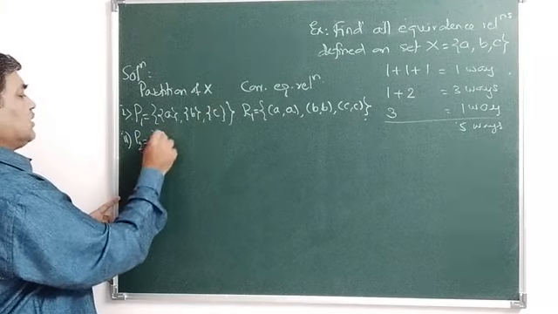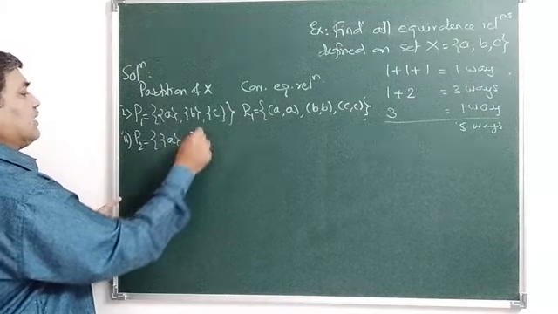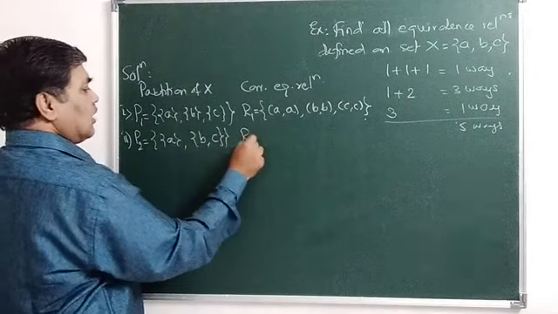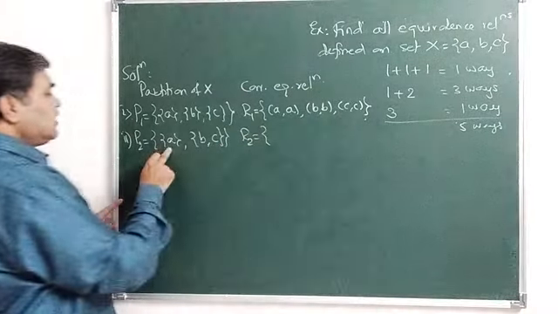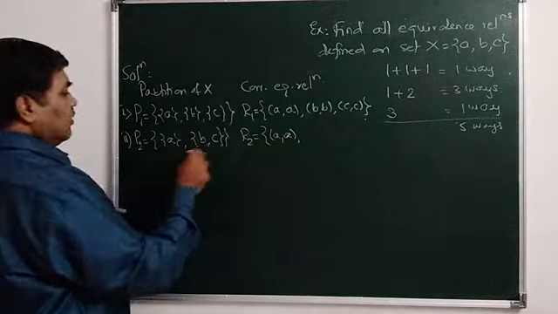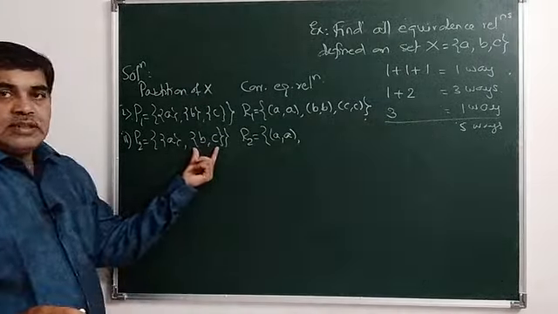Then the second one, P2. 1 plus 2 means I will take a singleton and a two-element set. There are three possibilities for this. So R2: this set cross this set gives us just the single pair (A, A). For this, it is a two-element set.